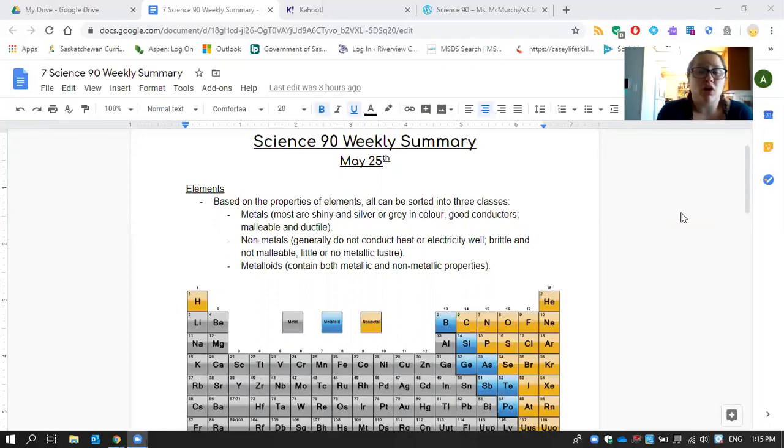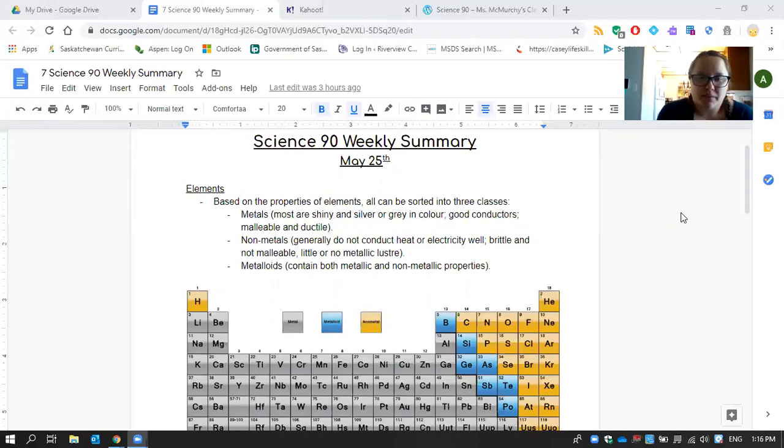So these generally do not conduct heat or electricity well. They are usually brittle. So if you try to bend it, you're likely to break it. And they are not malleable. And they have little or no metallic luster. So they're not very shiny.